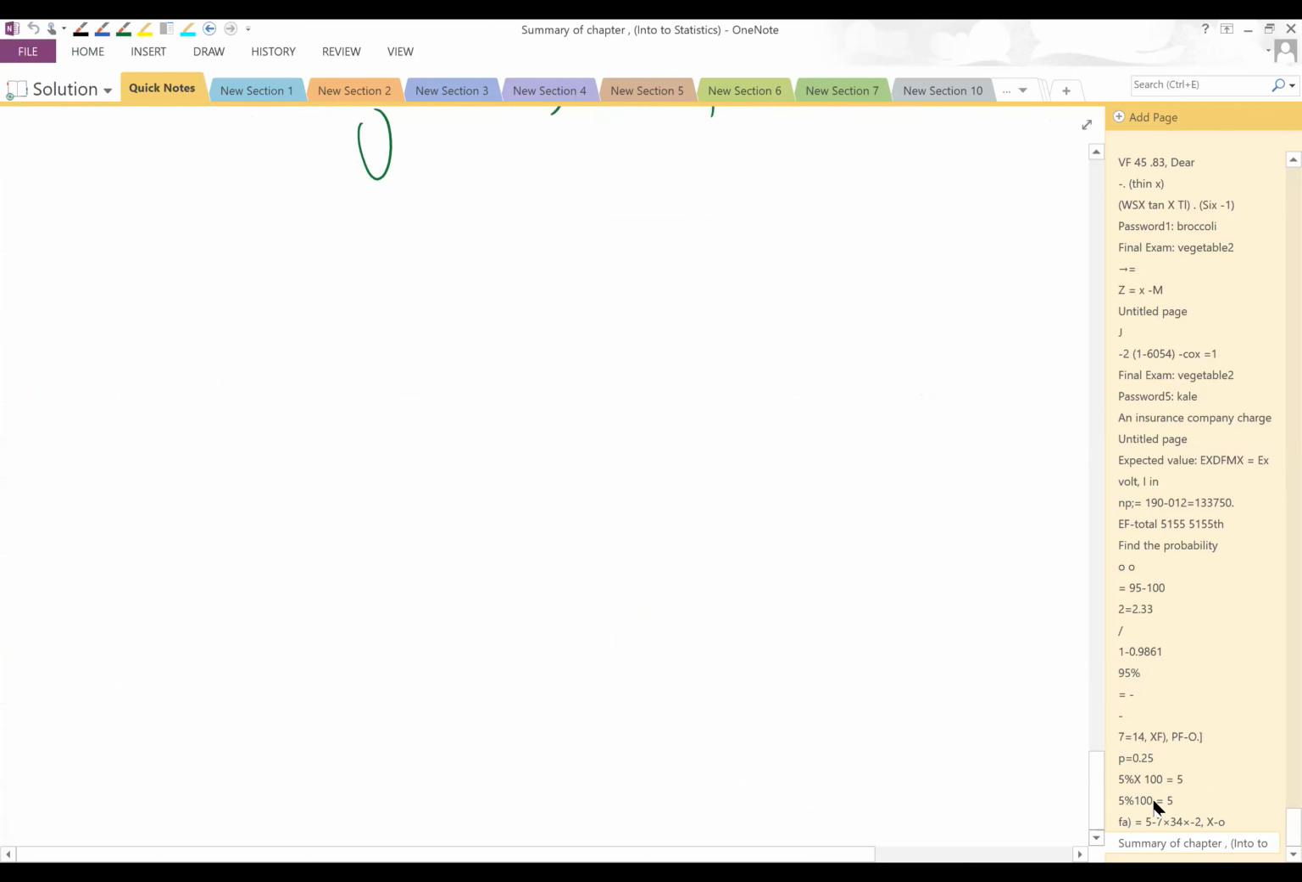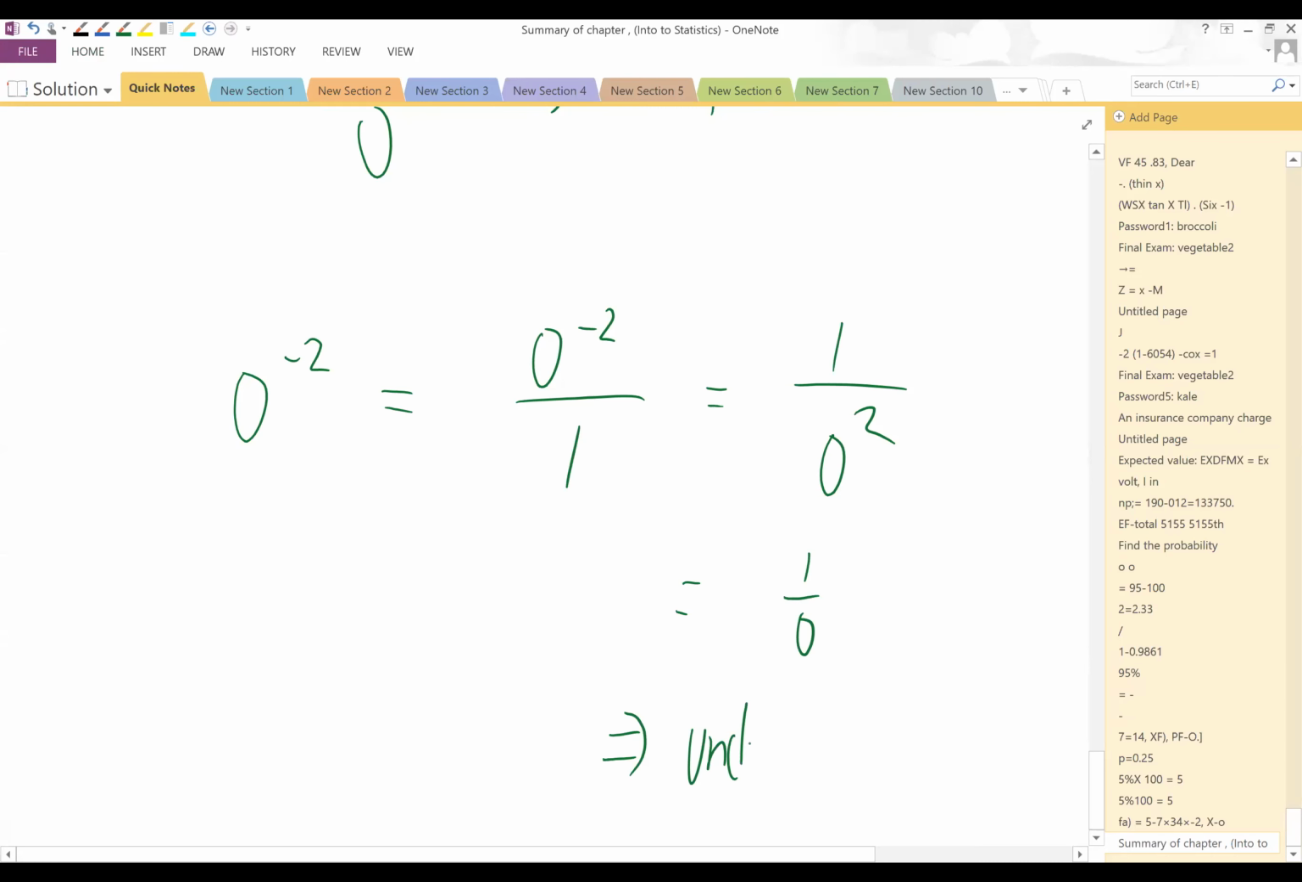For example, you have 0 to the negative second power. So you make it a fraction, and then flip to the bottom, you become 1 over 0 squared. And it becomes 1 over 0, and that's why it's undefined. That's why you get that result, undefined. Okay, because of this reason.